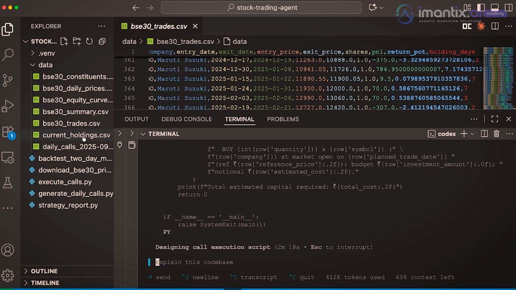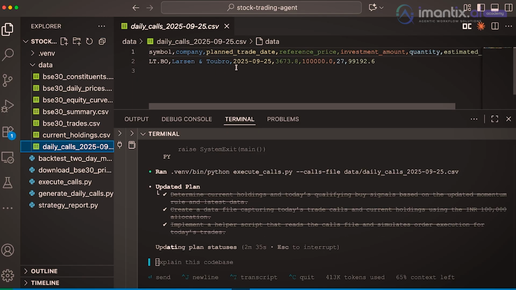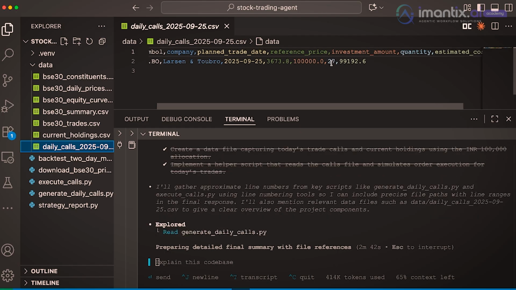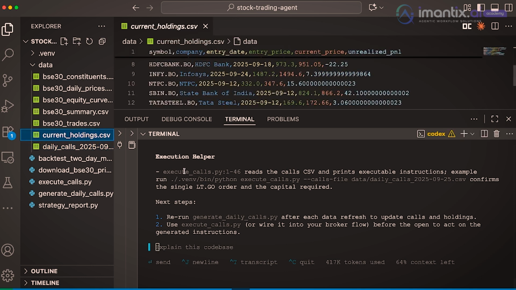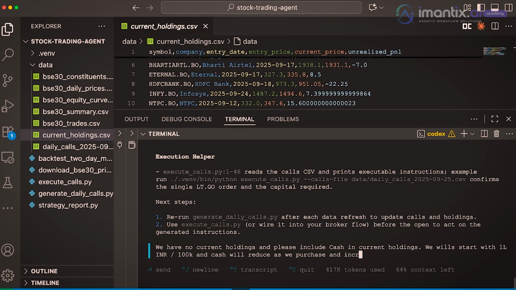So let's have a quick look at the current holdings. It has assumed a lot of current holdings. So we are expecting that we would purchase 27 shares of LNT today. I see. So what I can currently see is there is a gap. The current holdings doesn't match the daily call. So we have no current holdings, and please include cash in current holdings. This tells us the outstanding cash amount. We will start with 1 lakh INR, and cash will reduce as we purchase and increase as we sell.